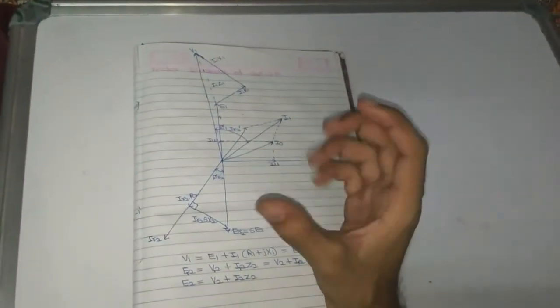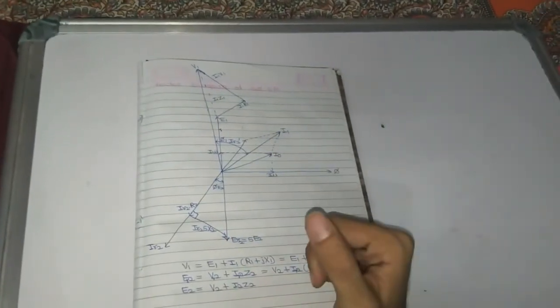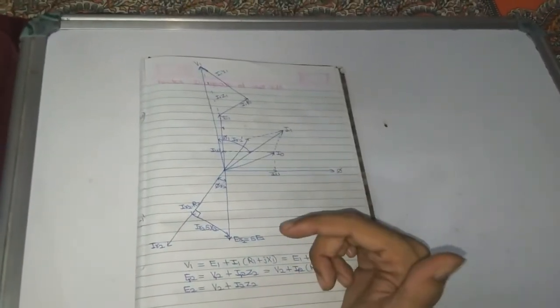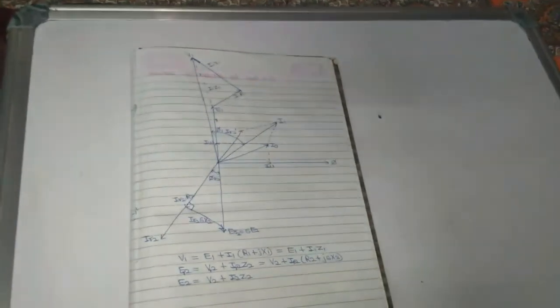So today we have discussed the complete description of the equivalent circuit of the three-phase induction motor. In the next lecture, we are going to discuss the power flow diagram and power stages of the three-phase induction motor.